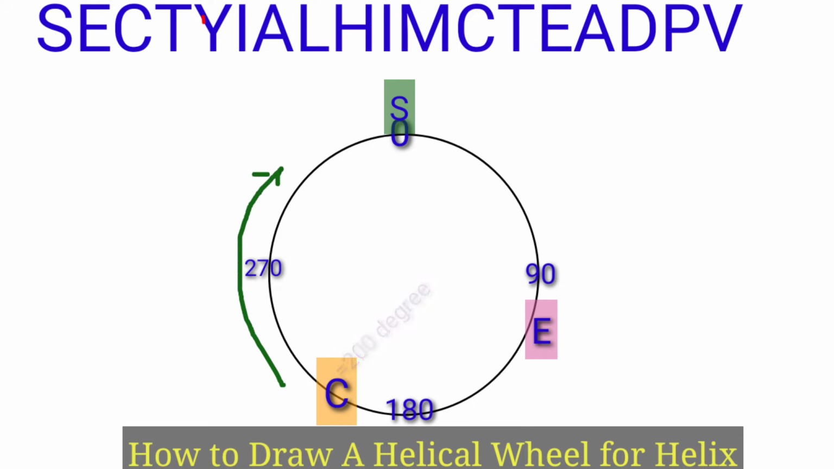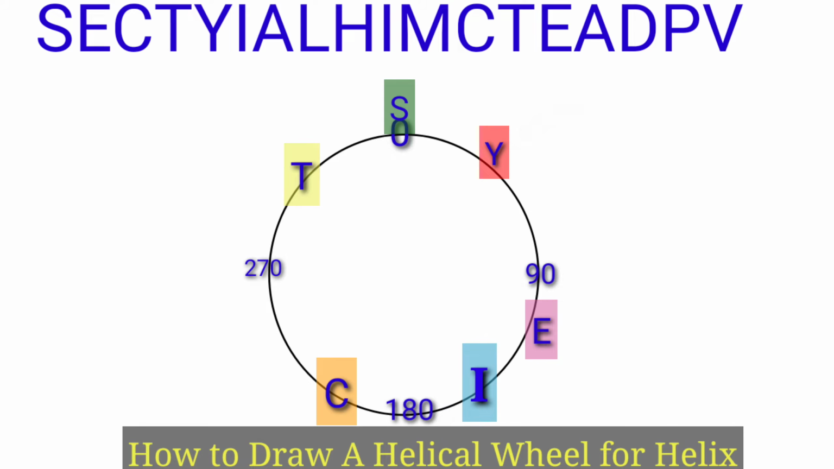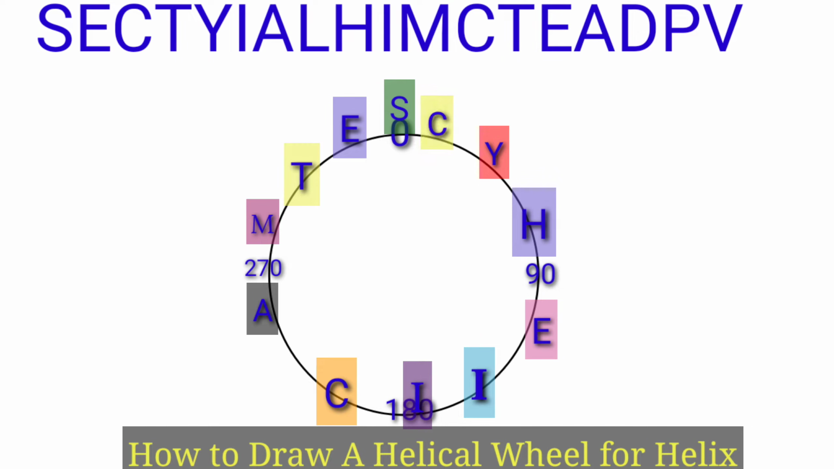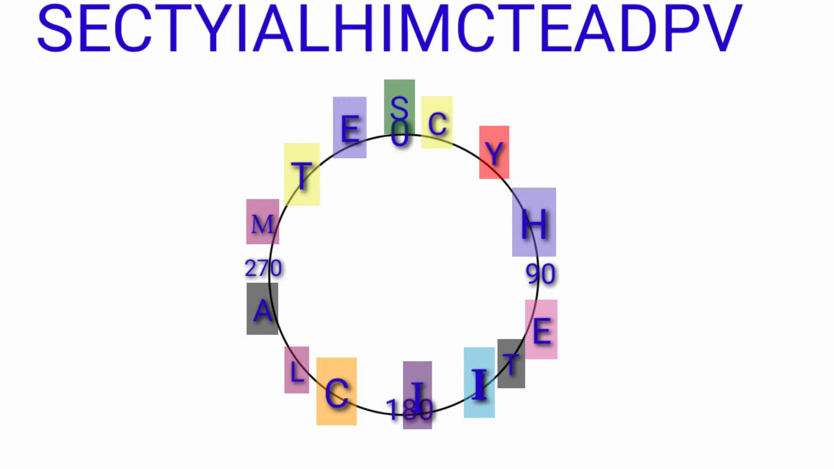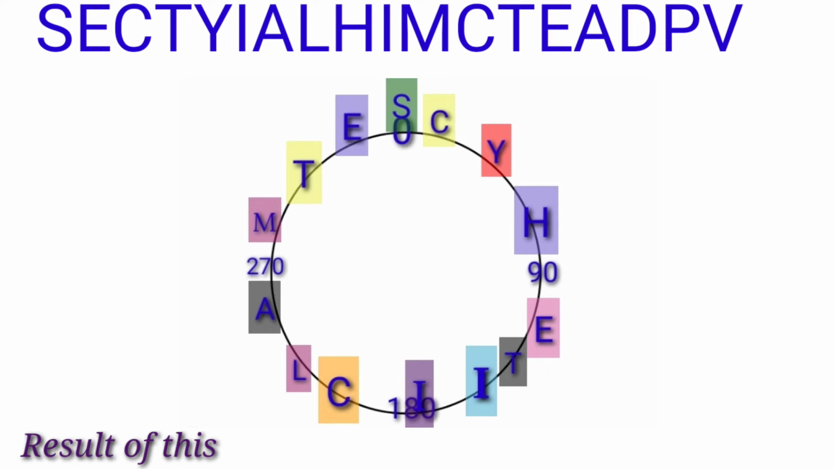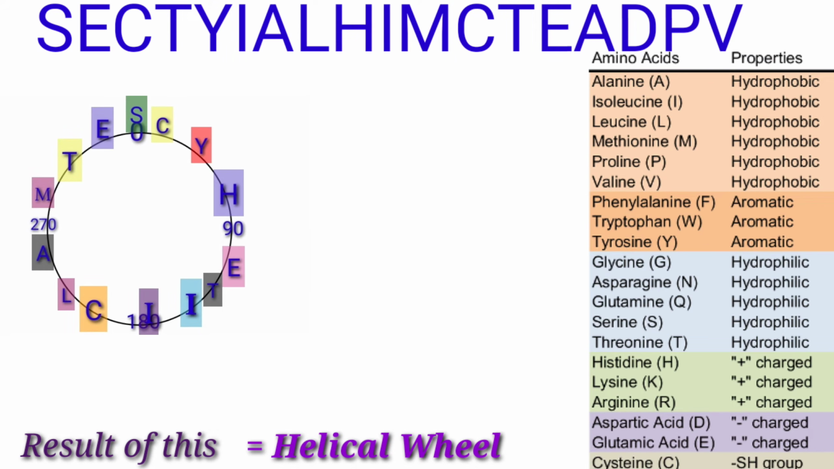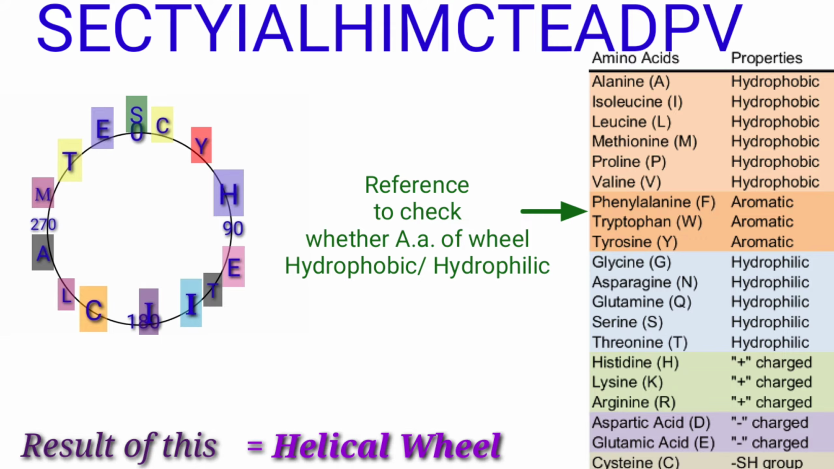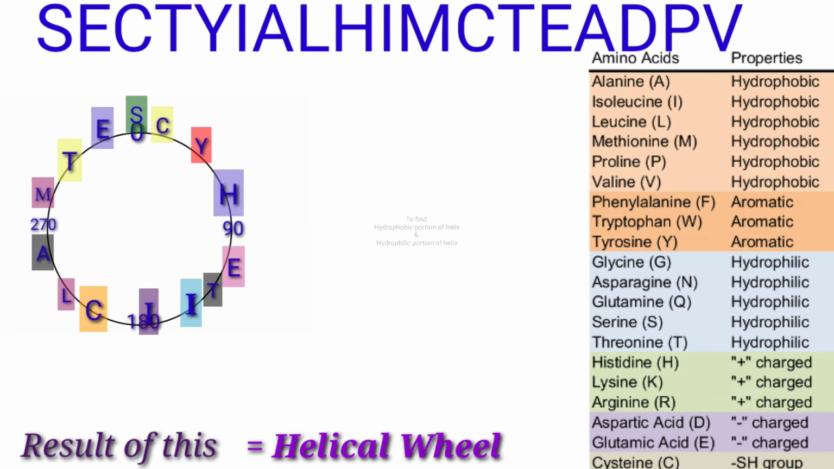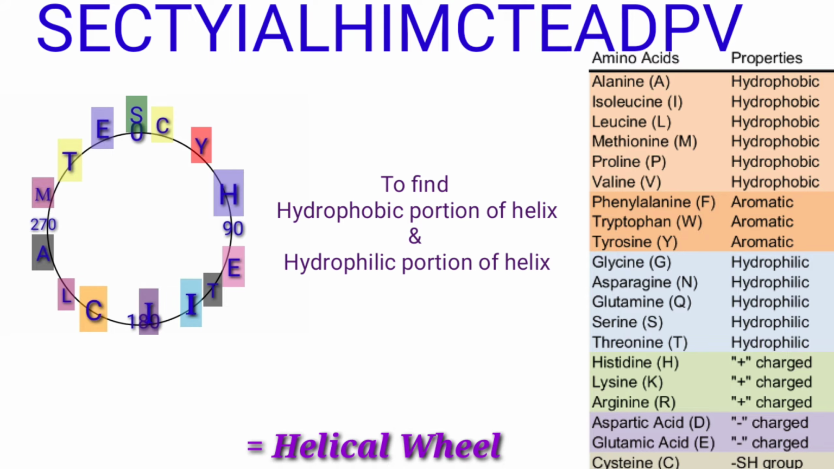Likewise, you will point the fourth amino acid, then the fifth, sixth, seventh, and eighth amino acid in the same manner. Each amino acid will be 100 degrees away from the previous amino acid. Please notice this. So what did you get from this? You have a helical wheel where you will find the region where hydrophobic amino acids come together and the region where charged or polar amino acids come together.